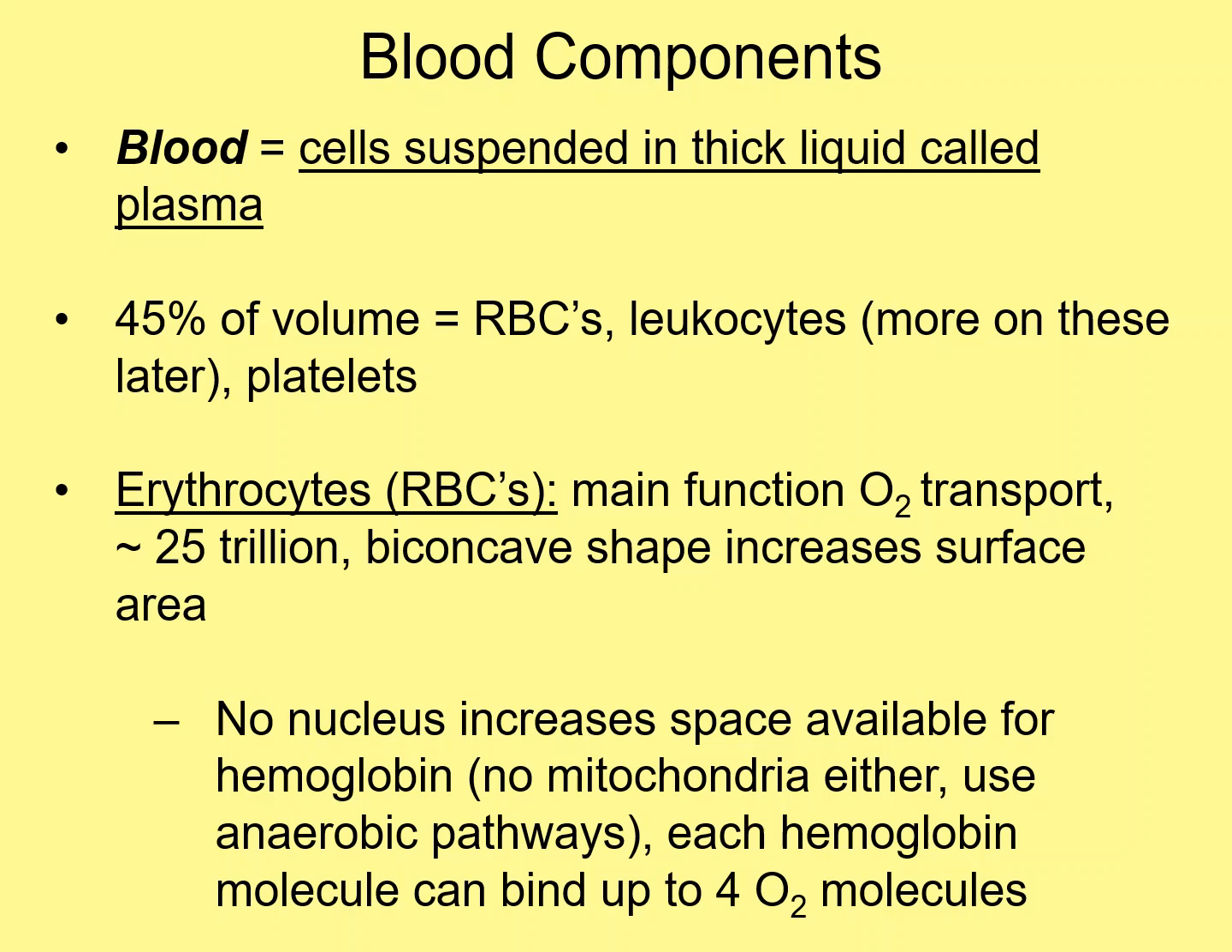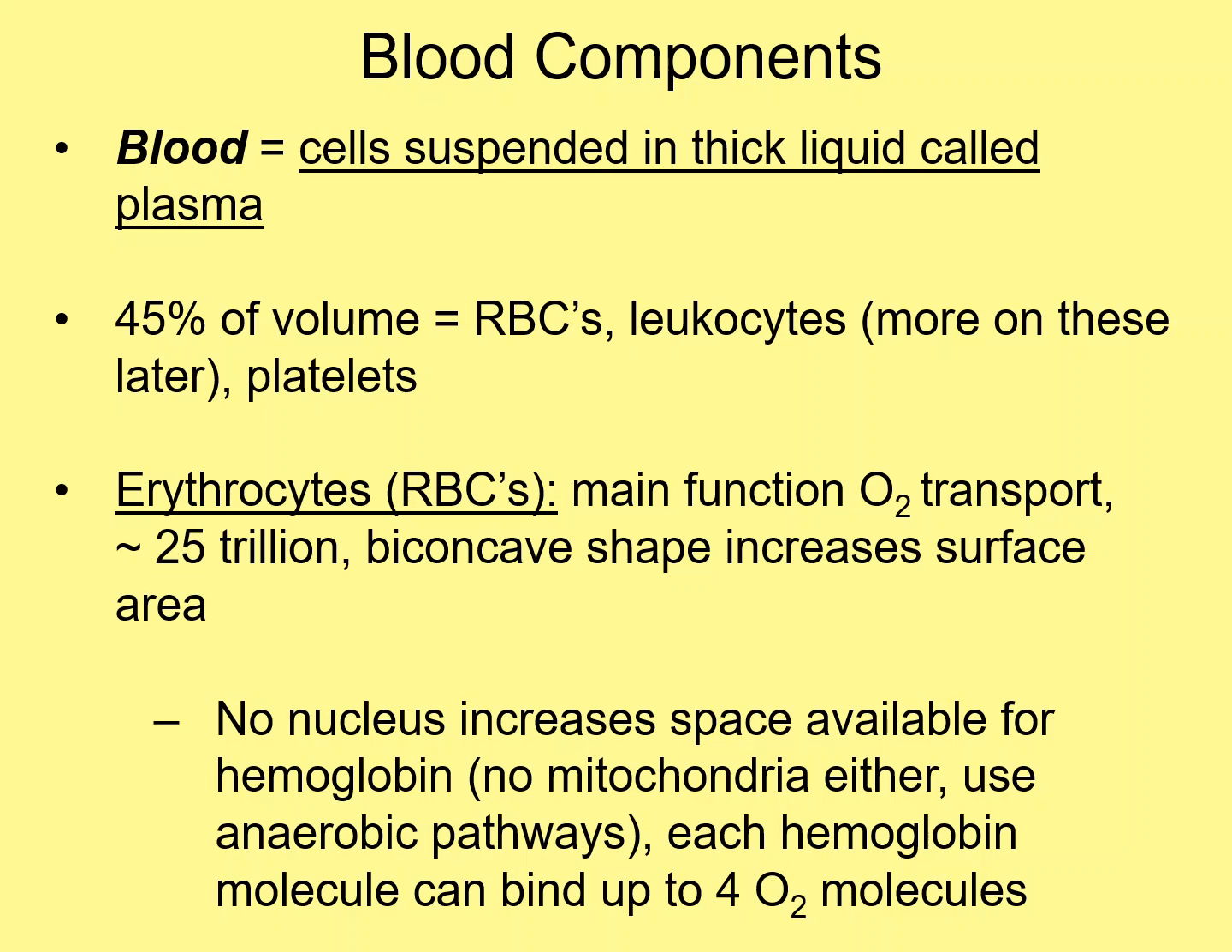Fun facts about our red blood cells. As we talked about in the forensics section, red blood cells actually have no nucleus, so they are not a good source of nuclear DNA. They don't have mitochondria either. They basically accomplish all of their cellular processes using anaerobic pathways, so glycolysis and lactic acid fermentation in our case. And this is mainly to increase the space for hemoglobin. So basically our red blood cells are stuffed full of hemoglobin molecules.